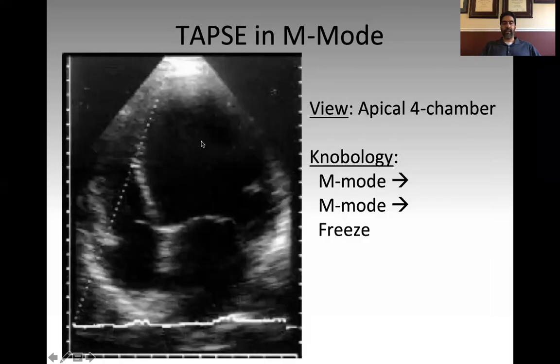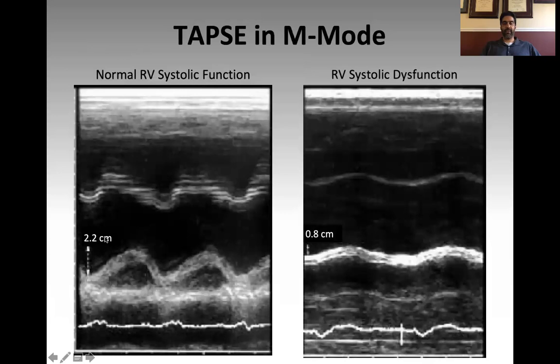Again, if we look back at the structures that the M mode line goes through, it goes through the LV apex, the LV chamber, the septum, the RV chamber, and finally the tricuspid annulus, which is what we see here: LV apex, LV chamber, septum, RV chamber, and finally the tricuspid annulus. And you can see it bouncing up and down. The y-axis is movement in centimeters, the x-axis is time in milliseconds. This is systole, this is diastole.